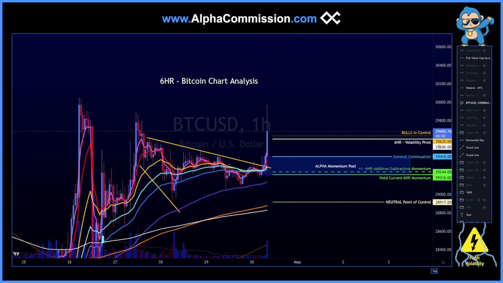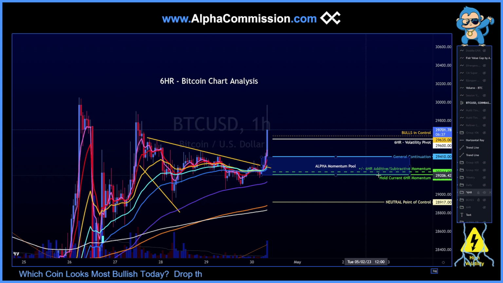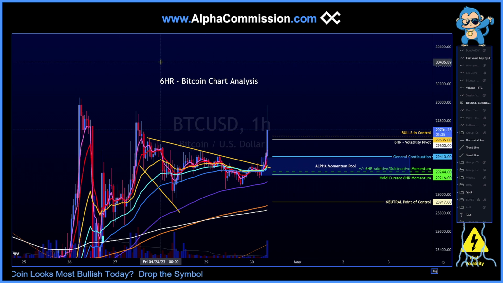We just don't want to be violating that 29,600, 29,410. But if we come back and do some retracement, that's not a big deal. But again, bulls are going to be in control above 29,635 on the 6 hour chart.